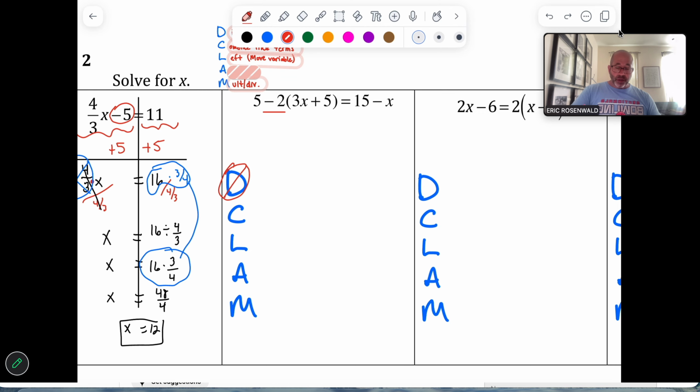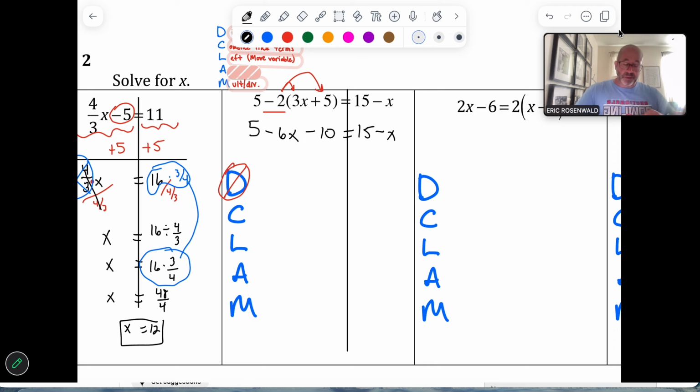What are we going to distribute here? We're going to distribute a -2 to the left side of my problem. That 5 comes down because it precedes the -2. Let's go ahead and distribute. So we're going to distribute here and here, which will give me a -6x and then a -10. That's going to equal 15 minus x.